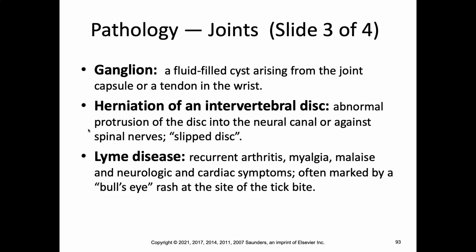There is something called a ganglion. It's a cyst, a ganglion cyst. It's a fluid-filled sac that arises from the joint capsule or a tendon in the wrist. So you may hear of someone who's had a ganglion cyst removed. If it's not bothering someone, they can usually get around it for a while, but eventually it may impact their ability to use that joint, and so they end up having it removed.